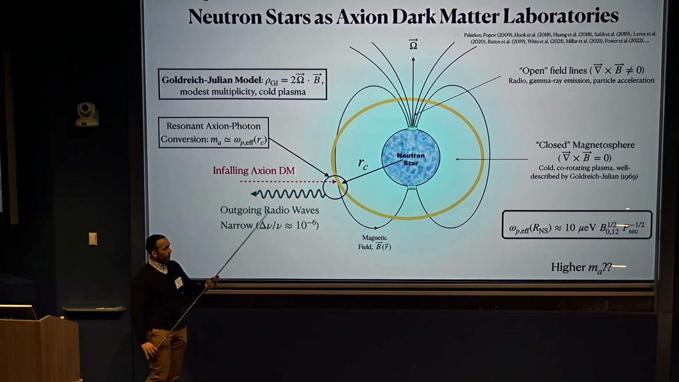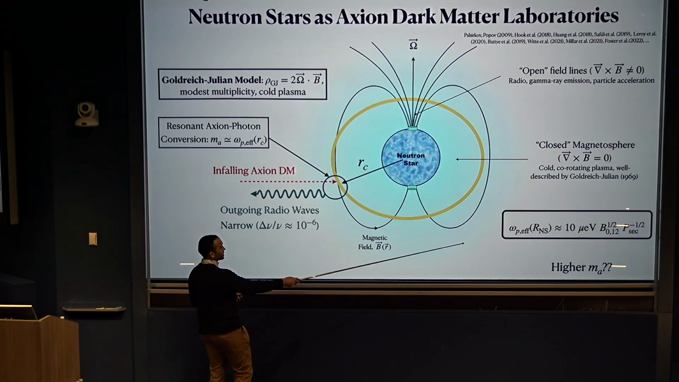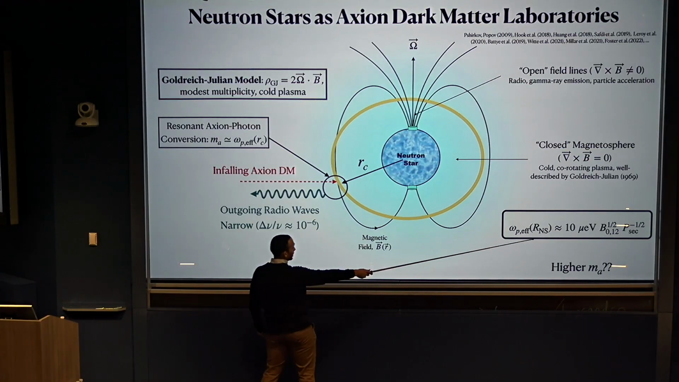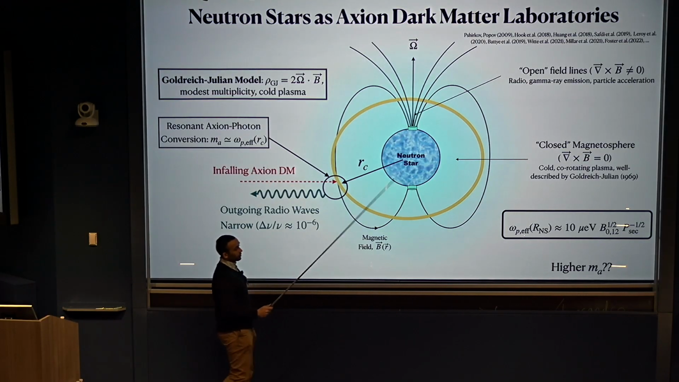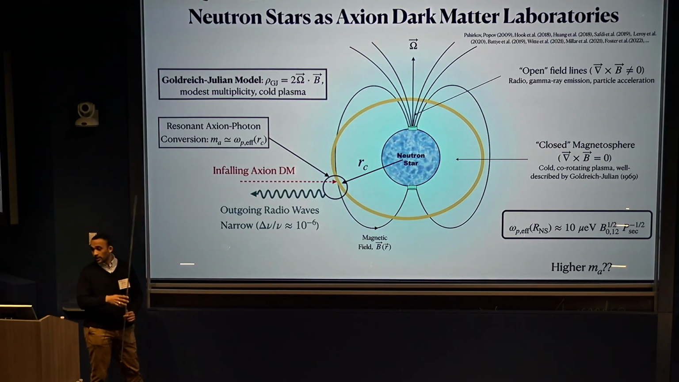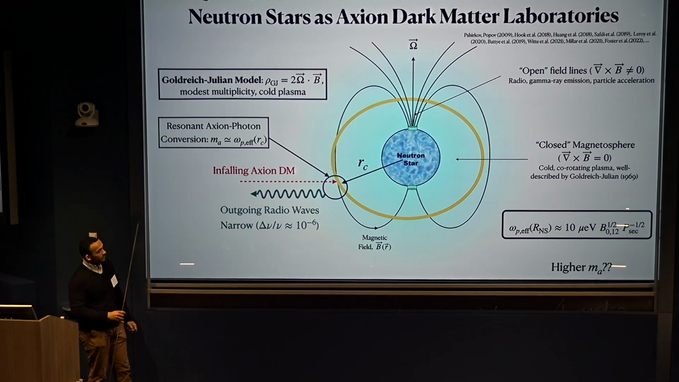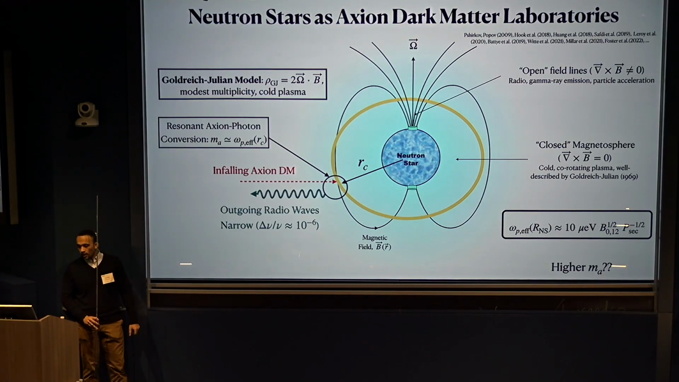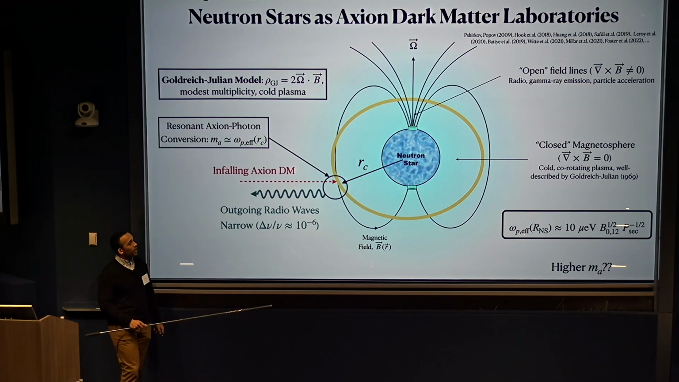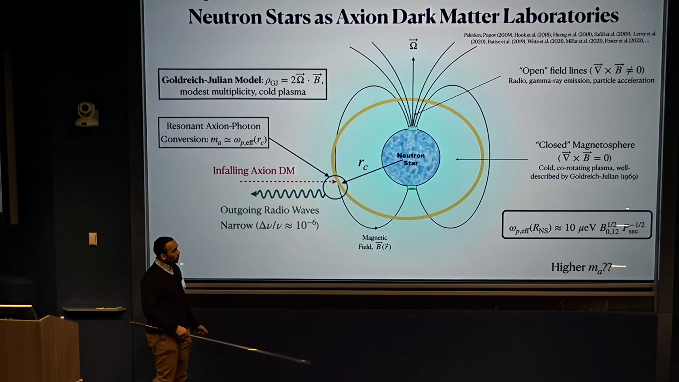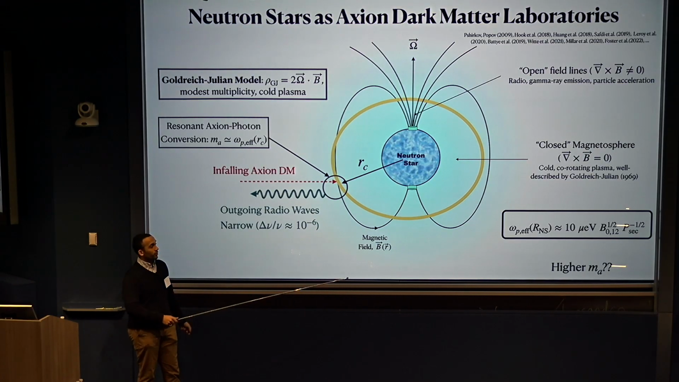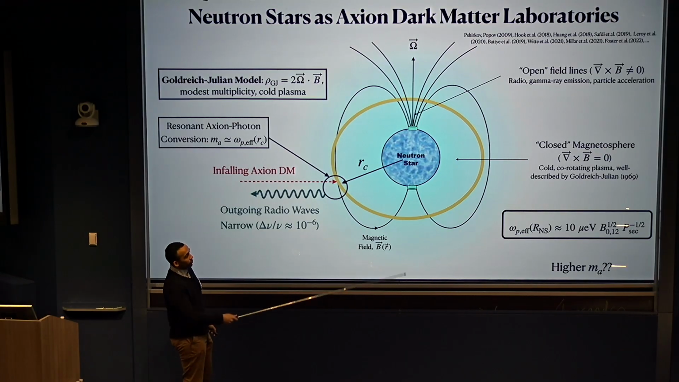So just for some prototypical values, for a standard canonical radio pulsar with a magnetic field of about 10^12 Gauss and a period of about 1 second, you get a plasma frequency near the surface of about 10 micro eV. And so if we want to push to higher masses, what can we do? So you might say, let's just crank up the magnetic field or lower the period, and maybe we can get there.